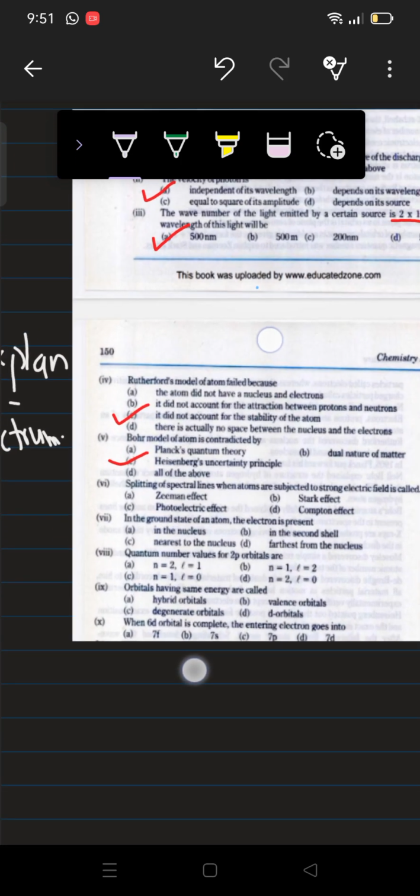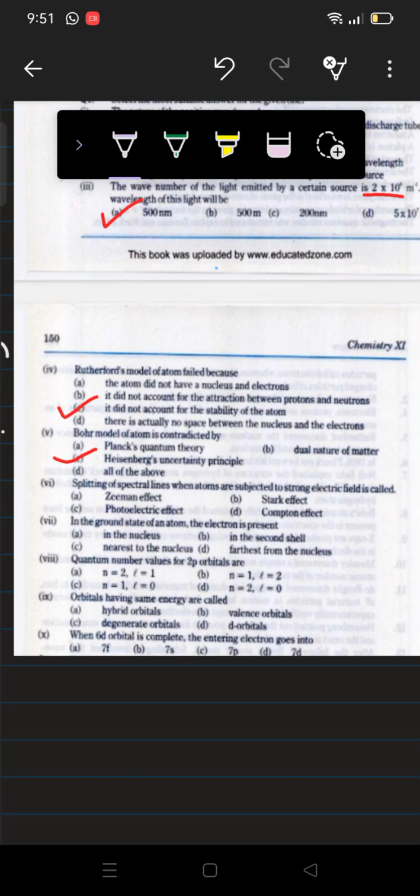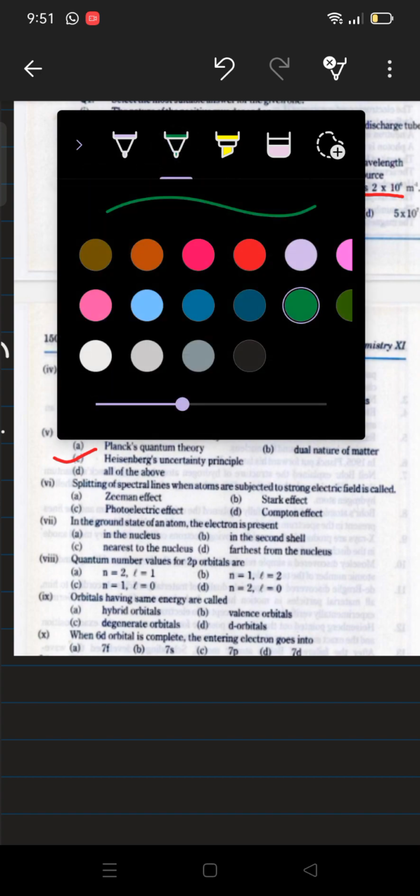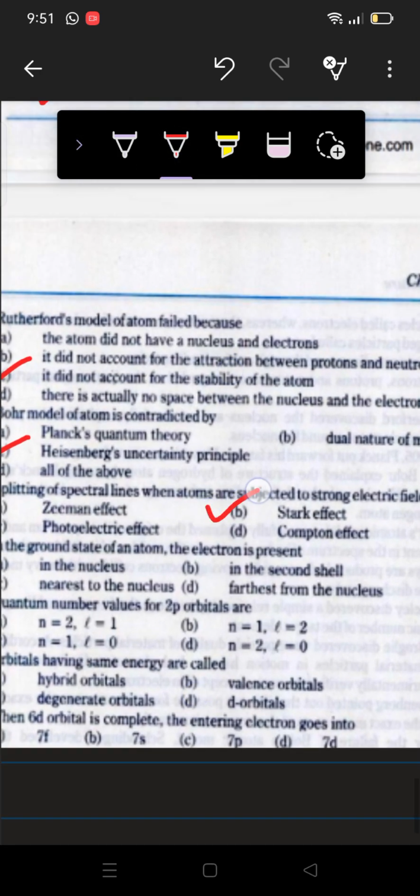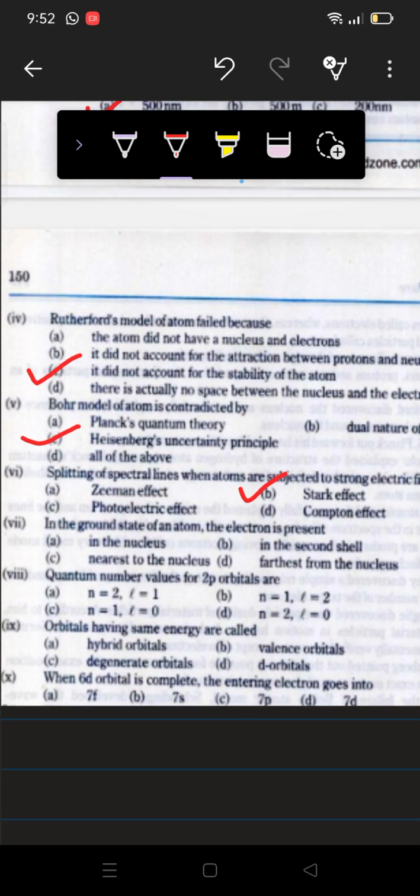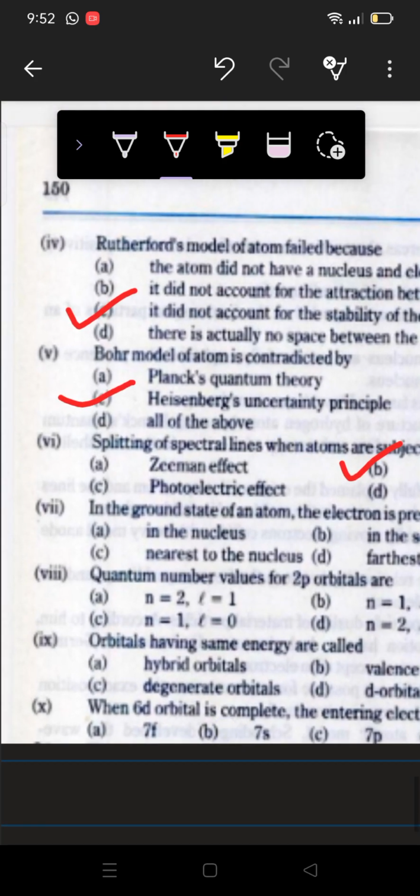So let's see what's the correct answer here. Splitting of spectral lines in the electric field. Of course that is Stark effect. If that would be in the magnetic field, that would be Zeeman effect, but now it is an electric field, so it is a Stark effect. In the ground state of an atom, the electron is present in the nucleus. Of course not. Electron cannot be present in the nucleus. In the second shell, of course not. It must be in the first shell. Nearest the nucleus, yes, it can be. Furthest from the nucleus, no. So third option is correct. It would be nearest to the nucleus.